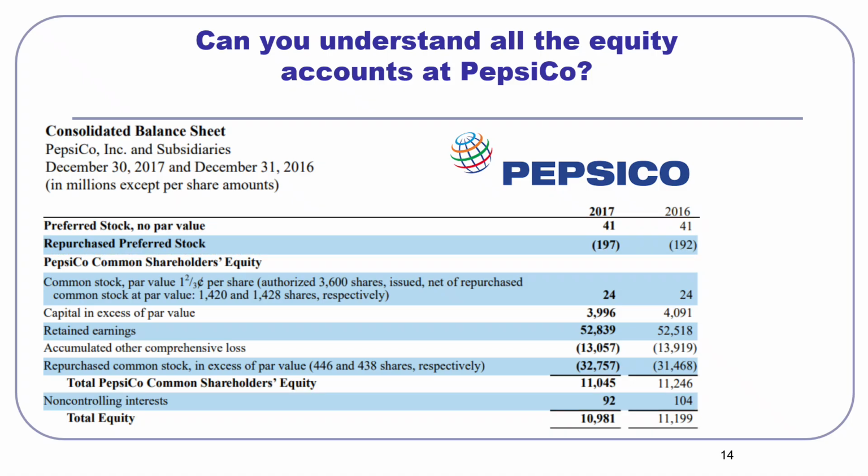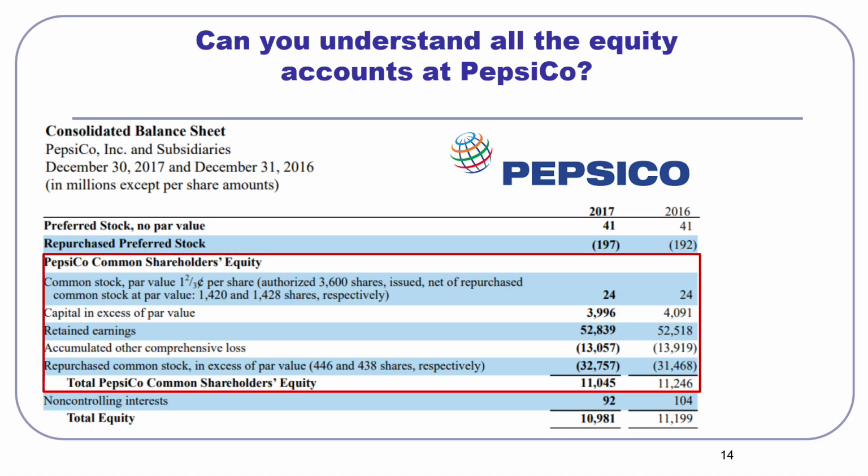Turning to the common equity accounts, common equity totals $11.045 billion and is comprised of 5 accounts. Common stock at $24 million, APIC at $3.996 billion, retained earnings of $52.839 billion, AOCI, which is a deficit of $13.057 billion, and finally treasury stock of $32.757 billion. Notice again, they do not say treasury stock, but rather just list repurchase shares, and you see a negative number in equity because this is a contra equity account. That's all for shareholders' equity.